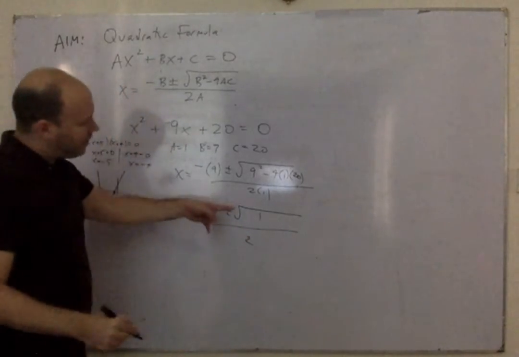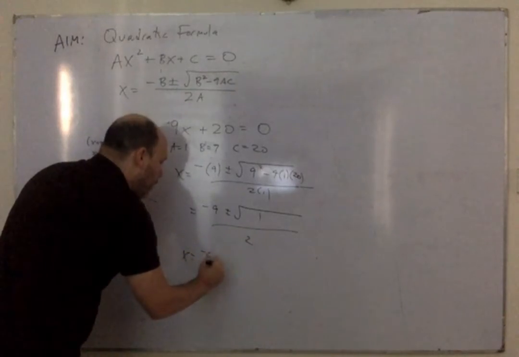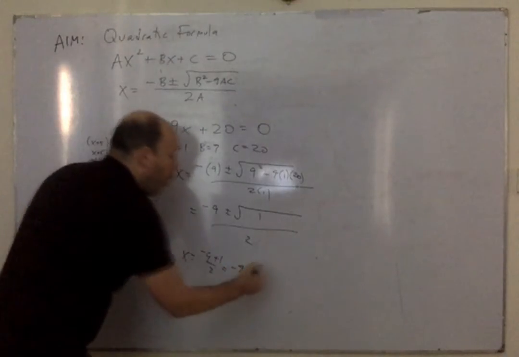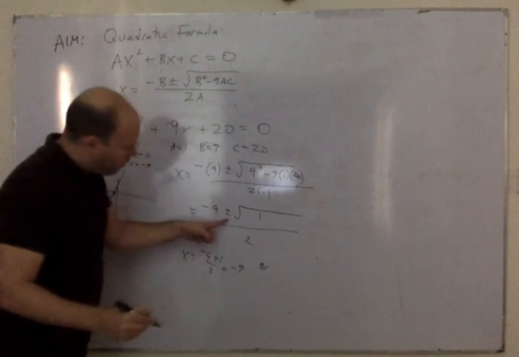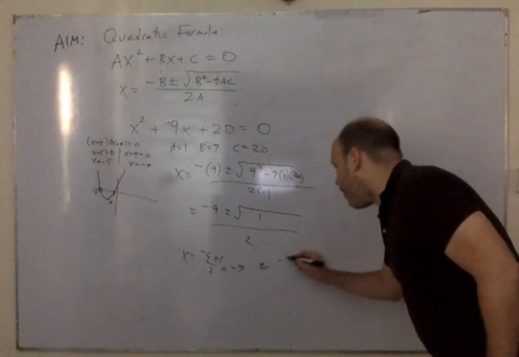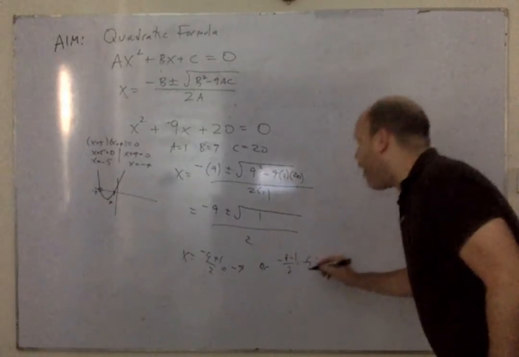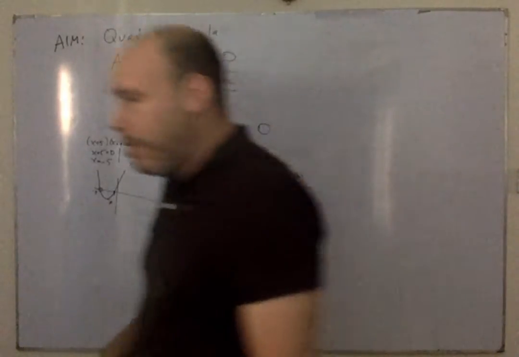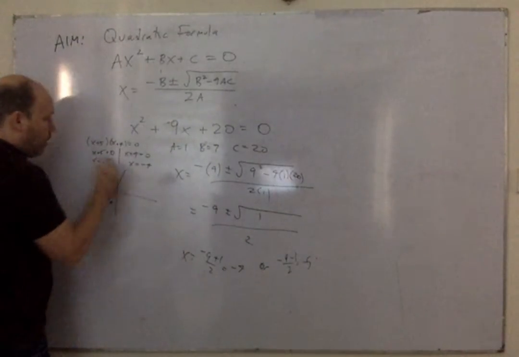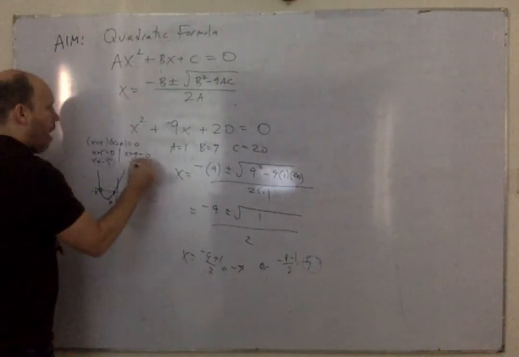Well, this works out nicely. So we have x equals negative 9 plus 1 over 2, which is negative 4, or negative 9 minus 1 over 2, which is negative 5. And we see that these are the answers that we got either using our GDC or with factoring.